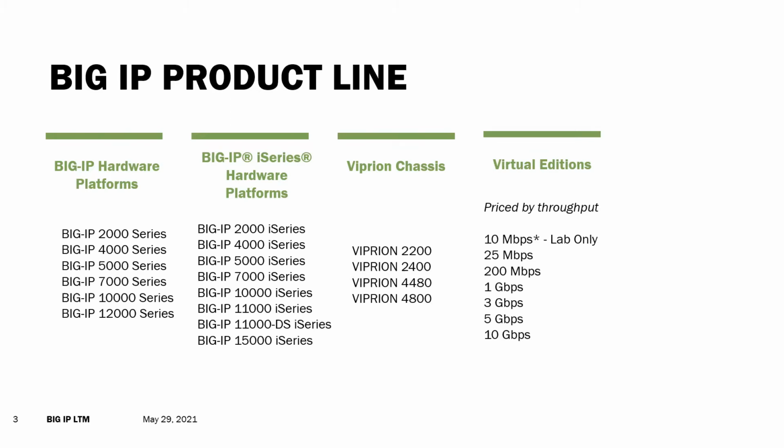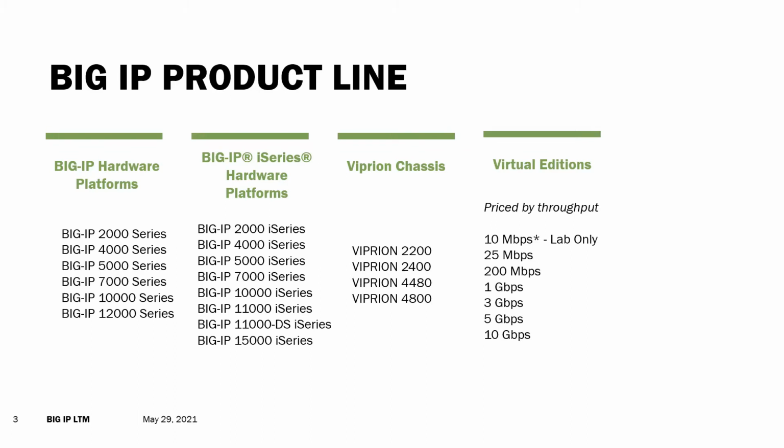So the next one is virtual editions. As the name suggests, these are the virtual editions. If you have any hypervisor or ESXi or VMware, you can run the image of this BigIP software on top of it. You can create a virtual machine, and then you can literally achieve anything what you can achieve from the hardware.